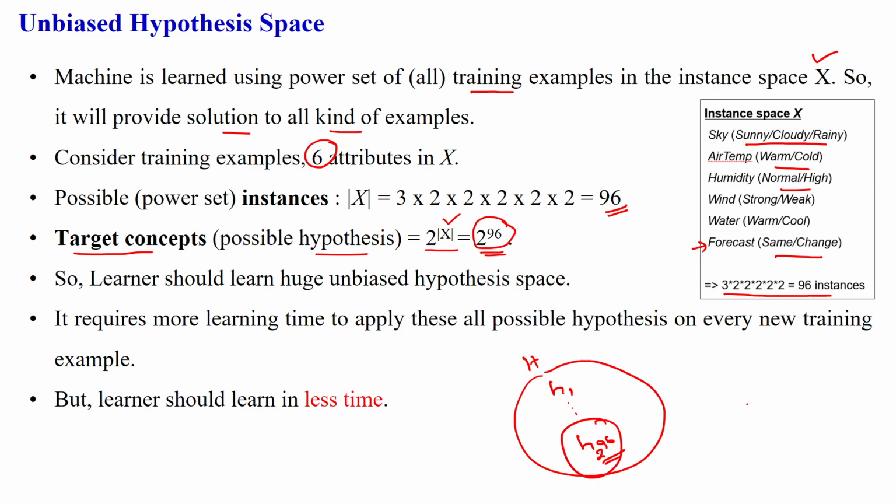But whenever you are feeding the training examples x1, x2, etc., up to x10,000, for each and every training example this has to be checked with all 2 power 96 hypotheses. So it will take more time to find out the target concept. But whenever you are designing a learning system, it should consume only a small amount of time.